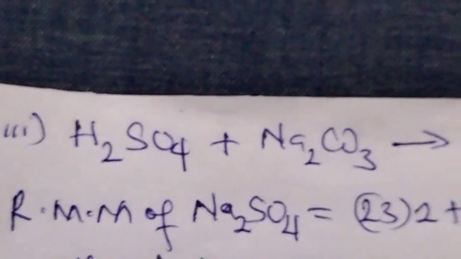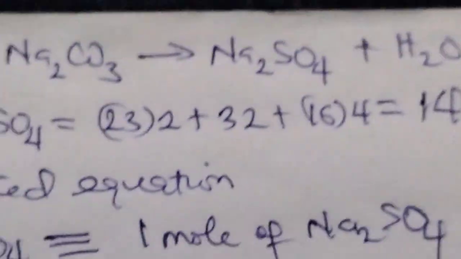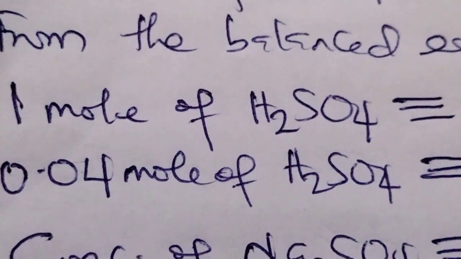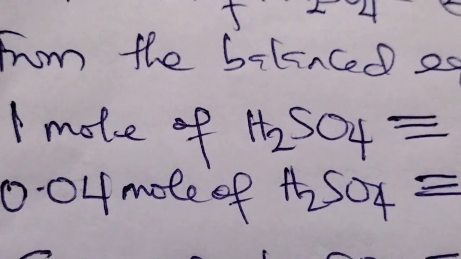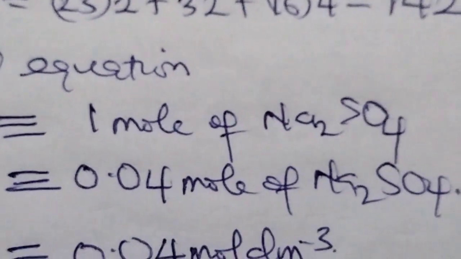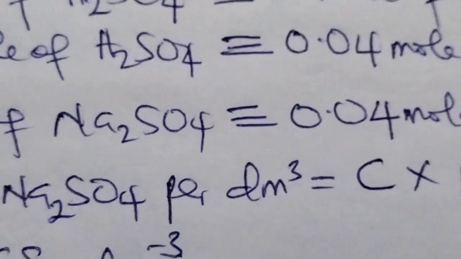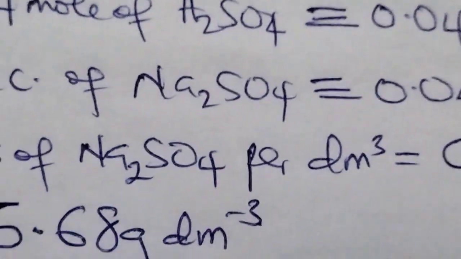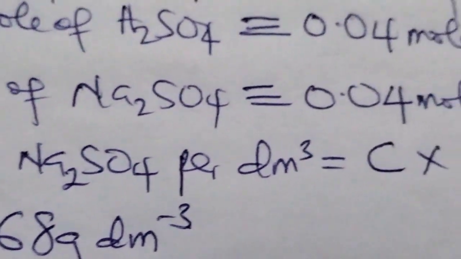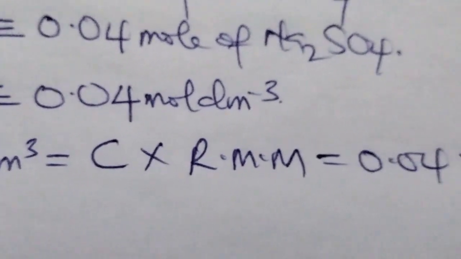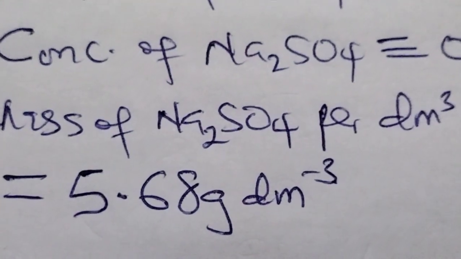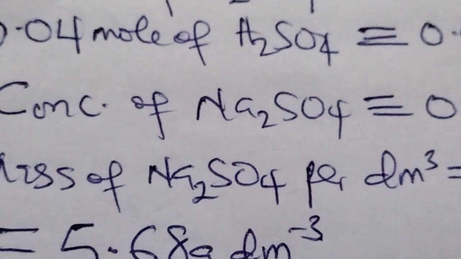From the balanced equation, we see that 1 mole of H2SO4 produces 1 mole of sodium sulfate. Therefore, 0.04 mole of H2SO4, which is the molar concentration of the acid, will also produce 0.04 mole of sodium sulfate. So the concentration of sodium sulfate is 0.04 mole per dm³. Then the mass of sodium sulfate per dm³ becomes the concentration times relative molecular mass, which is 0.04 times 142, and that gives us 5.68 gram per dm³.